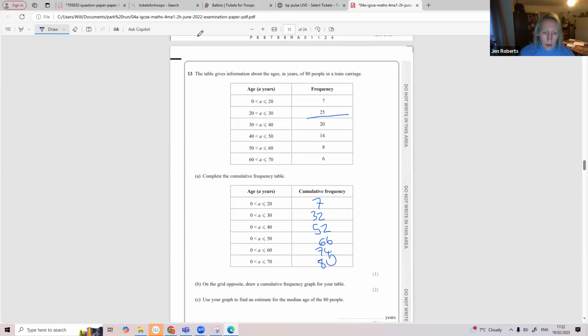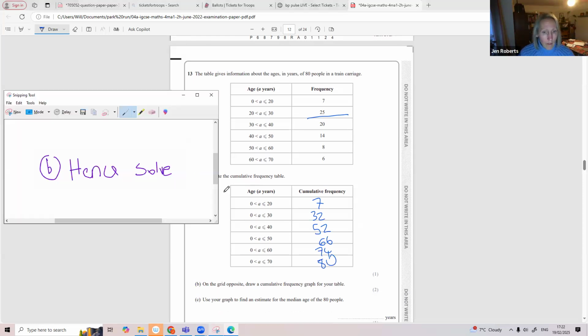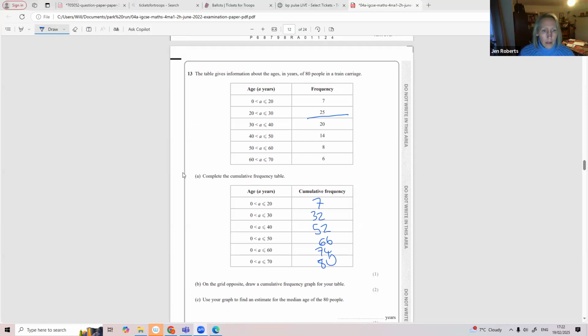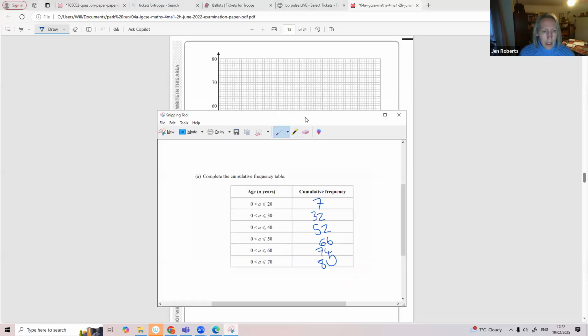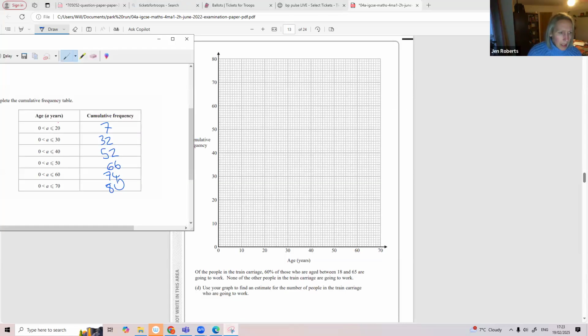On the grid opposite, draw a cumulative frequency graph for your table. Just don't forget here, the main mistake is not plotting the correct values. It's this value against this value. So 20 and 7, and just make sure you've got your scale right, so it's going up in ones on both axes. So that's fine. 20 and 7 is there.